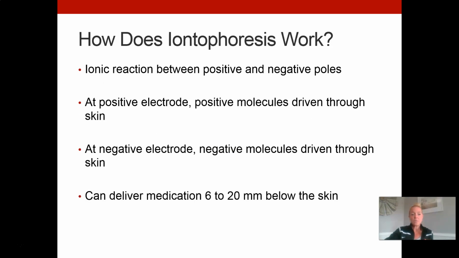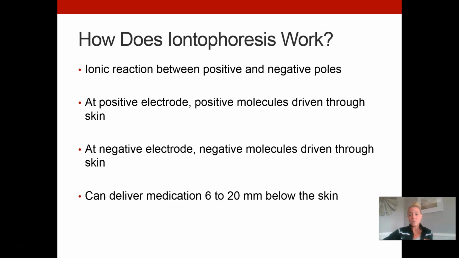So Ionto works because there's an ionic reaction between positive and negative poles. So at the positive electrode, positive molecules are going to be driven through the skin, and at the negative electrode, negative molecules are going to be driven through the skin. So this goes all the way back to that very first E-STEM lecture where I told you guys to sort of tuck away and remember Coulomb's law, where opposites attract and like charges repel.